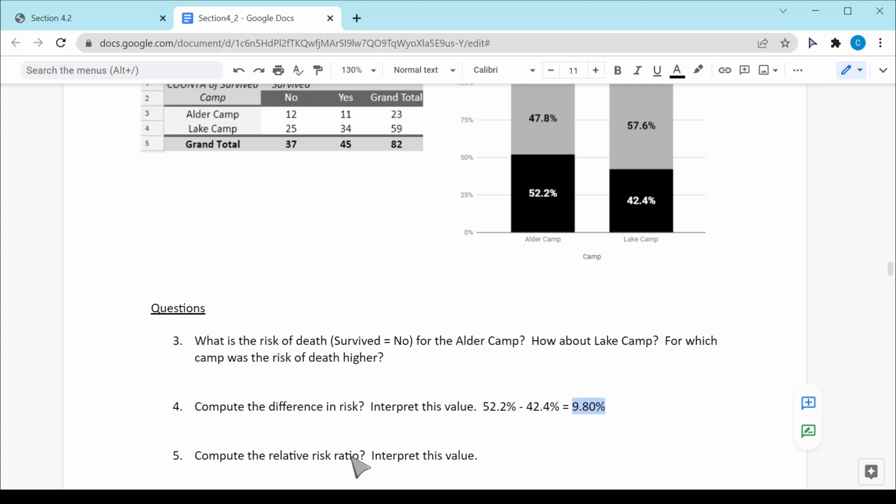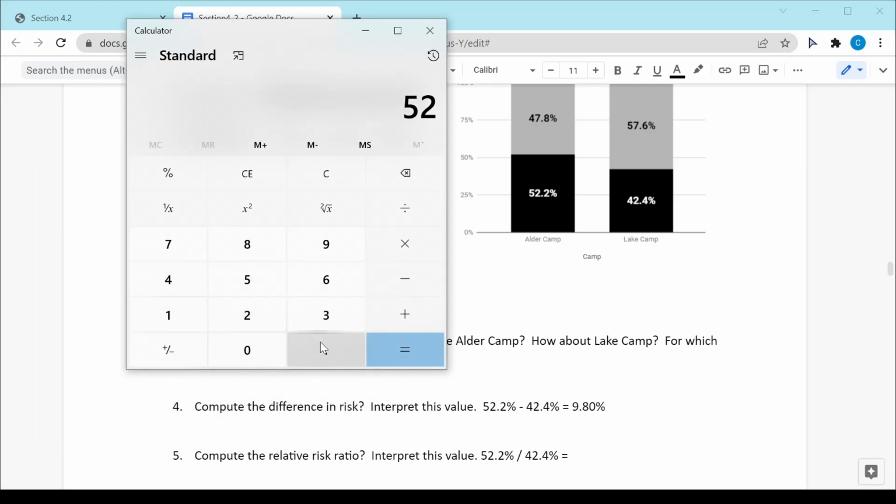Okay, so now let's go ahead and compute the ratio. The ratio is another way to make comparisons between those two. And again, that'll just tell me how many of the smaller boxes here will fit inside of the larger box. So to do the ratio, we'll use the same numbers, 52.2%, but then we need to divide by 42.4%. So let's grab the calculator again. So 52.2 divided by 42.4. And I get about 1.2.